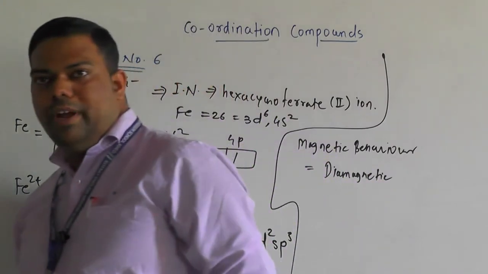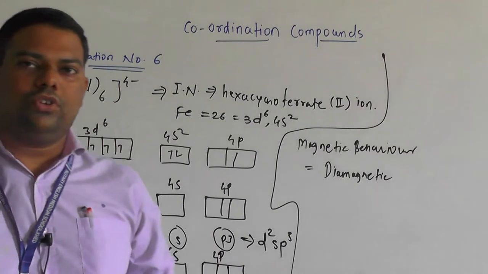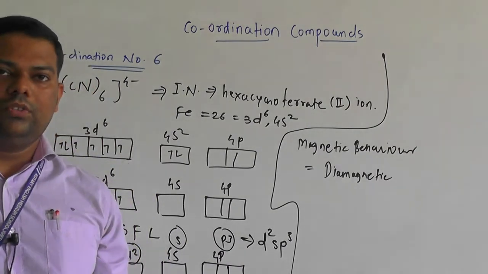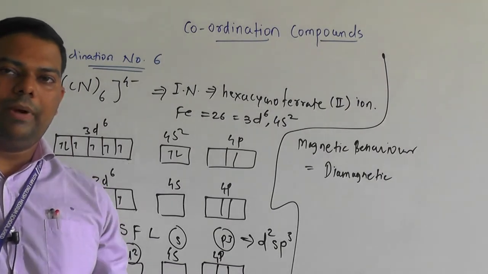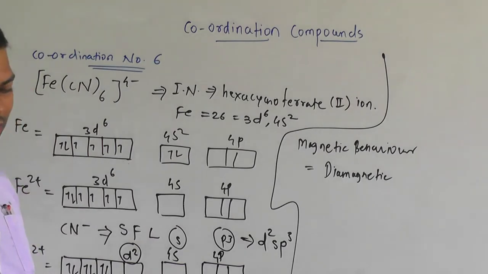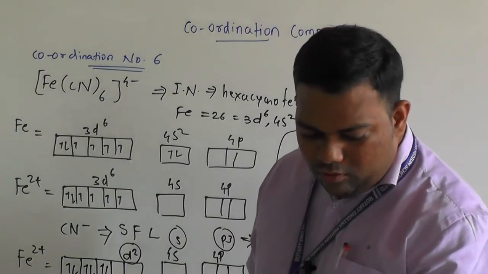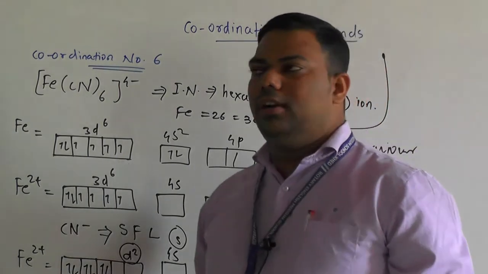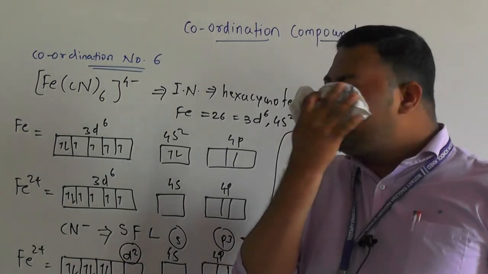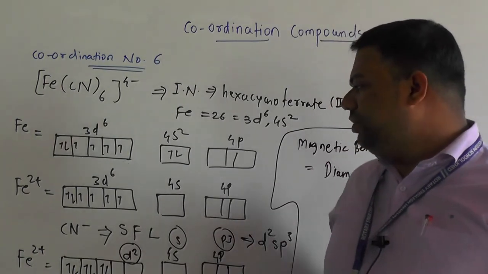And magnetic moment, what will come? There is no magnetic moment, because here mu is equal to zero, because there are no unpaired electrons. Understood? Magnetic moment depends on unpaired electrons only. Okay, so here you got your hybridization. Now, one of the most important parts regarding such types of complexes, so pay attention.